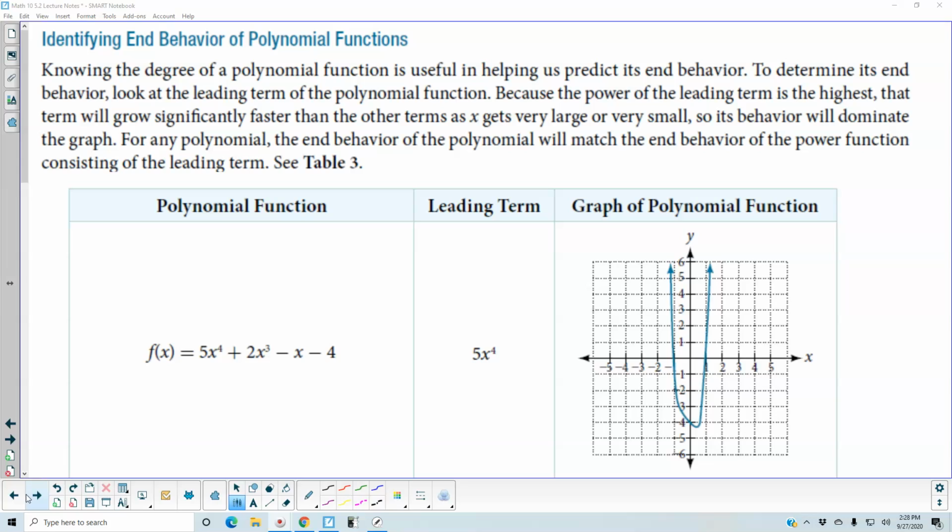For any polynomial, the end behavior of the polynomial will match the end behavior of the power function consisting of the leading term.